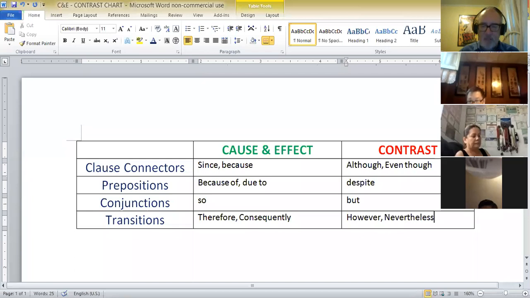And the last word in my bag is "in spite of." Contrast preposition, that's right.